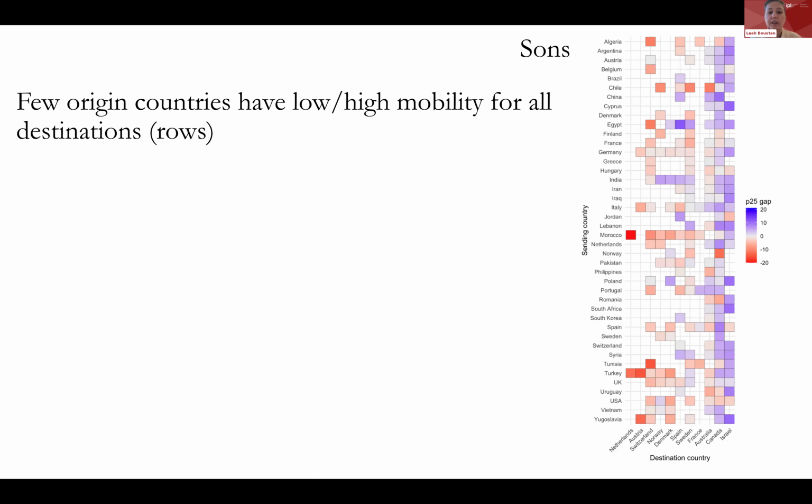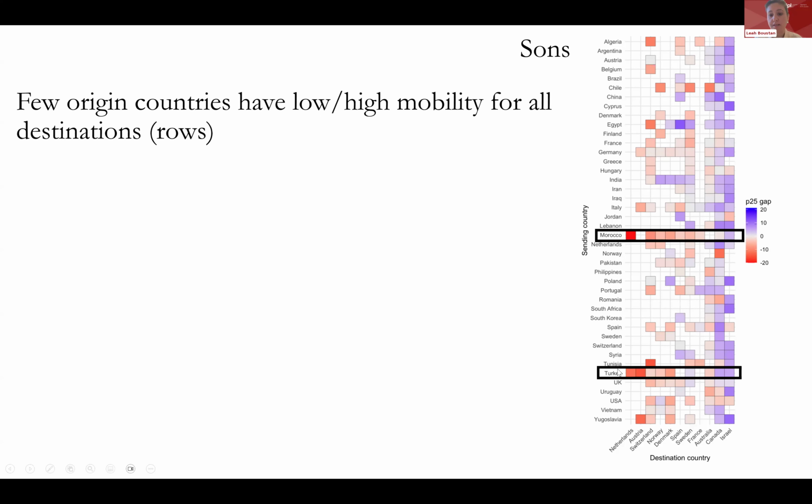And what we see here is that there are few origin countries, few rows, where there's high or low mobility for the sons of these immigrants across all destinations. So it's not that if your parent comes from Greece or comes from South Korea that you're doing well everywhere or doing poorly everywhere. But rather, there seems to be quite a lot of variation within a sending country as you go across different destinations. So let me give you some examples.